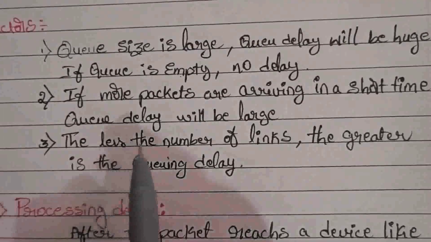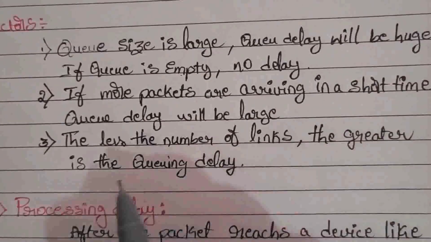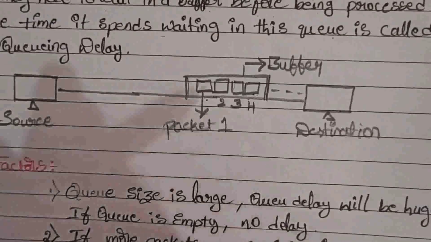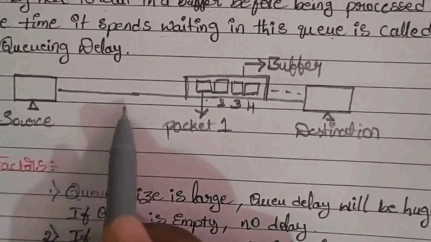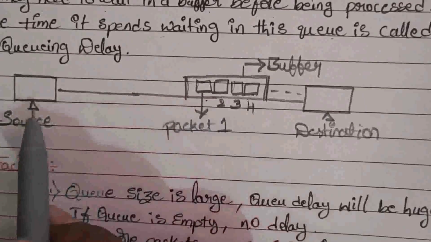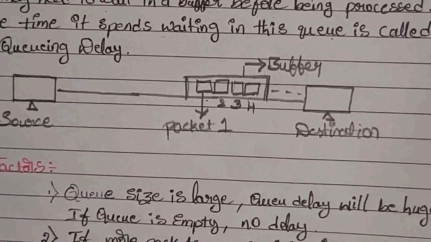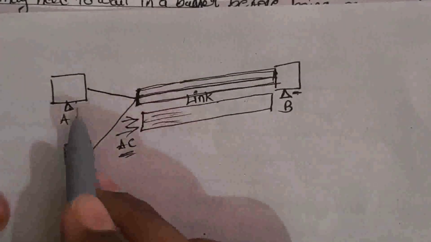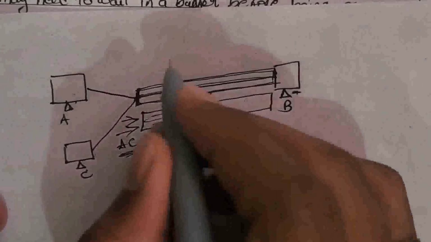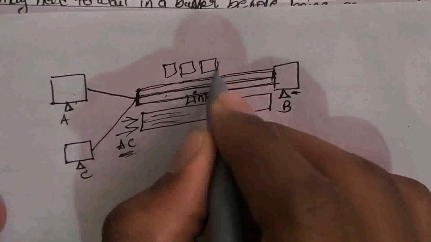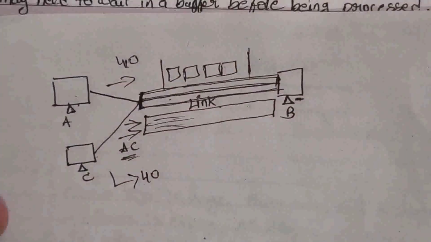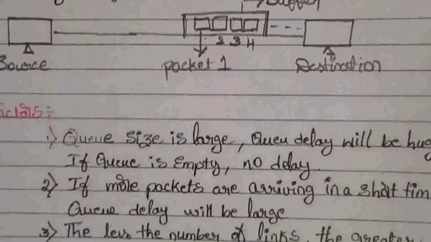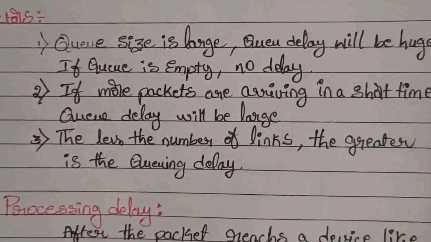The fewer the number of links, the greater the queuing delay. For example, here is a source, and another system also uses the same link, only one link. Here we have an example: system A and system C both use the same link. Here packets will be queued. System A has 40 packets, system C has 40 packets, so the queuing delay will be more. Simple. These are the three factors that affect the queuing delay.